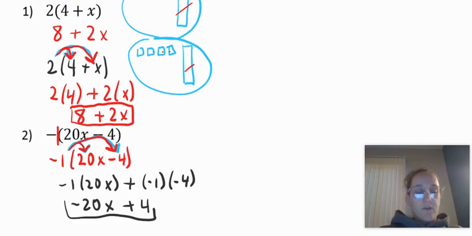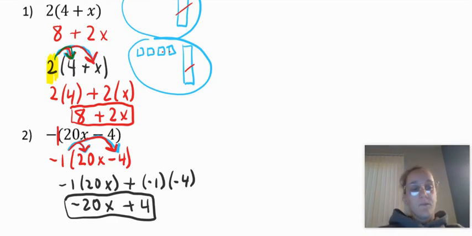And again, that's my final answer because I can't combine x's and units. So again, with distributing, you're just taking that number in front and you're just multiplying it by all of the terms inside of the parentheses.